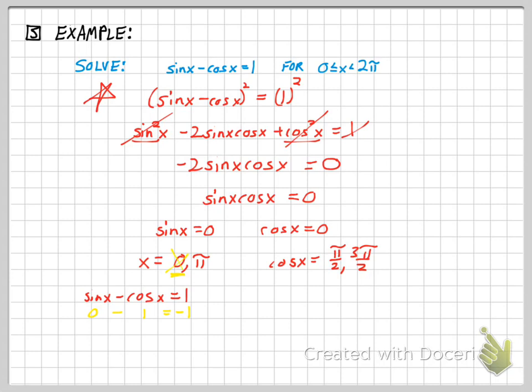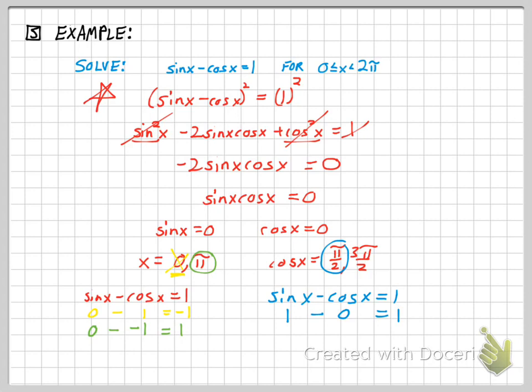Let's do a green answer. The sine of pi is 0, minus the cosine of pi, which is negative 1, and that one does check, so pi is a solution. All right, let's do the same thing over here. I'll do a blue answer. If I take pi over 2, let's write this out so we can refer to it. The sine of pi over 2 is the number 1, and the cosine of pi over 2 is 0. That's one that does check.